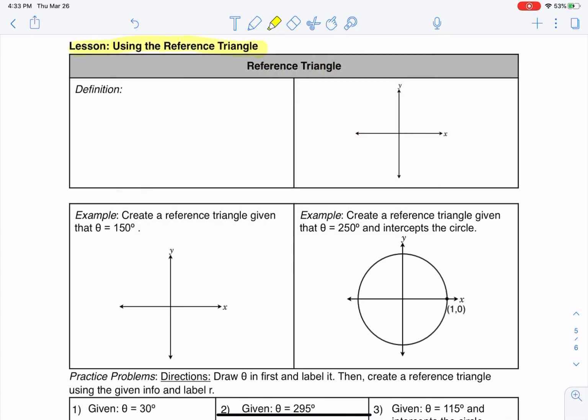Using a reference triangle, slightly different than a reference angle. So there's some notes on what a reference triangle is, and then there are two examples that we'll go over. All right, so let's go to the slideshow.